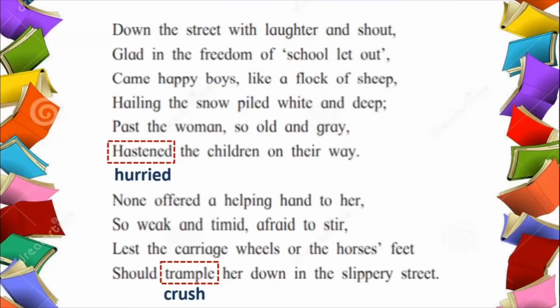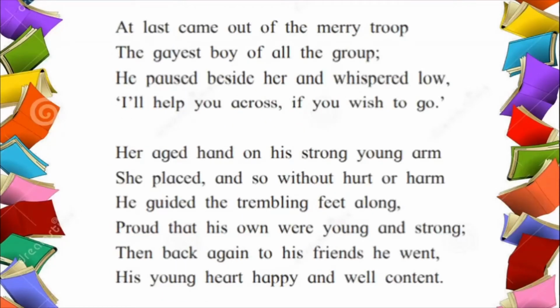Okay. Then what happened was, at last came out of the merry troop the gayest boy of all the group. He paused beside her and whispered low, "I'll help you across if you wish to go." At last there was one boy who was the gayest boy. Gayest means he was the happiest boy of all the group. He saw her, he paid attention to her, he heeded her, okay? He went close to her and he asked her, "Do you want to cross the road? If you want to, I will help you."